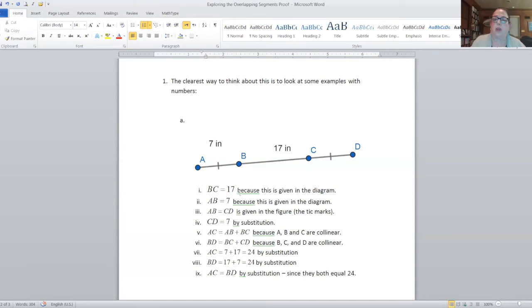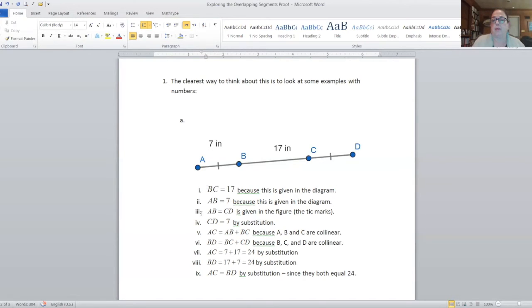So we know that BC is 17 because it's given in the diagram. And that's what we write. As you get better at proofs, you're just going to write given. But right now I'm writing a sentence, so it makes sense to you. BC is 17 because it's given in the diagram. And the length of AB is 7, again, because it's given in the diagram.